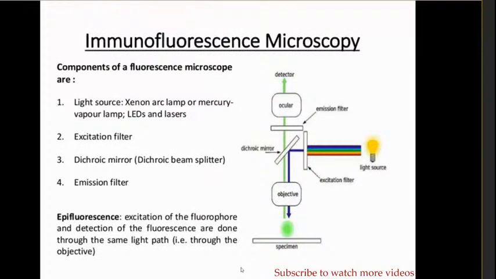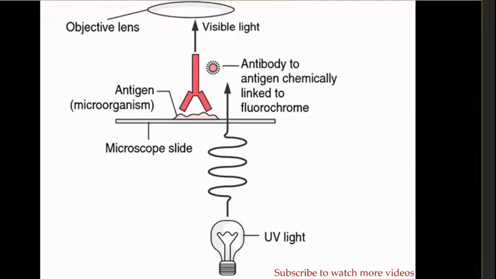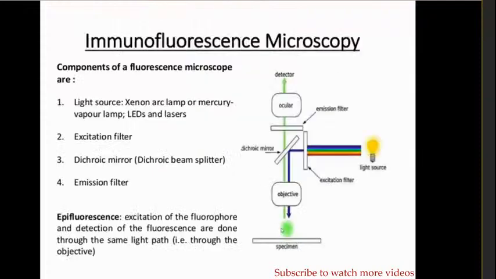It's the immunofluorescence microscope. In this immunofluorescence, it's a very important and simple concept. In this, we have the light source, excitation filter, dichroic mirror, then emission filter. These are the four important parts which help us develop the image for immunofluorescence microscopy. This is a basic image, where the specimen is placed over the stage. Here in this image, the objective is observed.